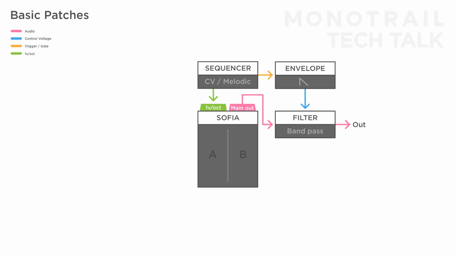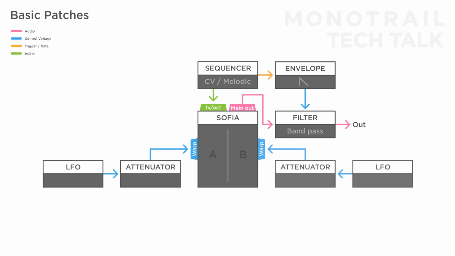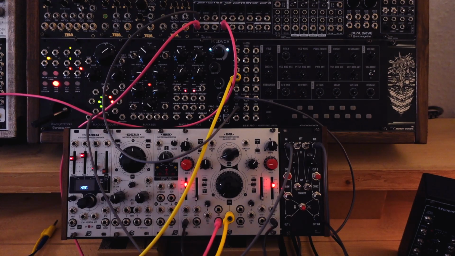Now, modulation and movement can be added to shape the undertones of the sonic character. In this patch, both elements are set to square waves, and each of the warp inputs is modulated with a different attenuated LFO.